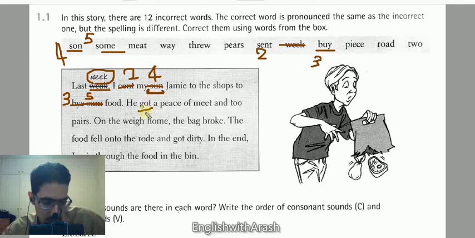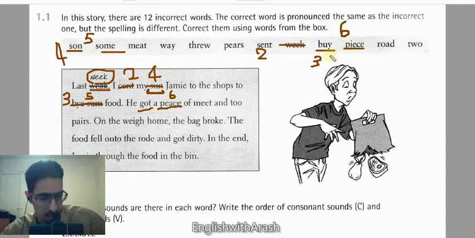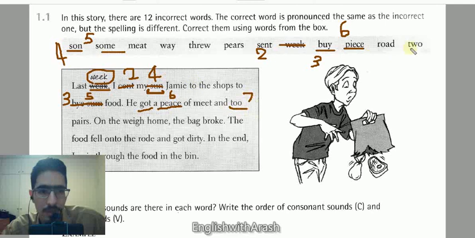Piece of meat. Yes, good Saman. Piece of meat. Let's call this number 6. Yeah, that's gonna be 6. Two, yes, 2. Let's call this 7. Good, Rayhana. 2 is here. Yeah, it's true. Got or got? No, G-O-T. Got is okay. You should use these words.